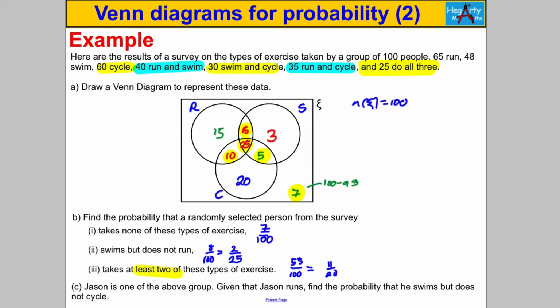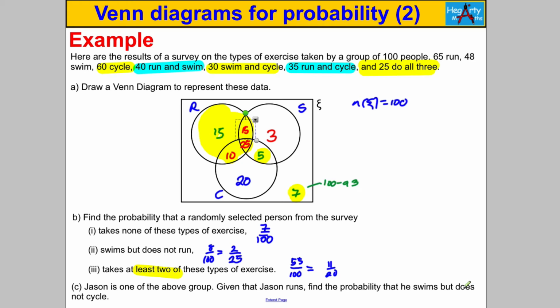The last question here, it asks us, Jason is one of the above groups. So Jason is certainly in that 100. And it says, given that Jason runs, so we know for sure that Jason is in this circle here. He is in the runner's circle.